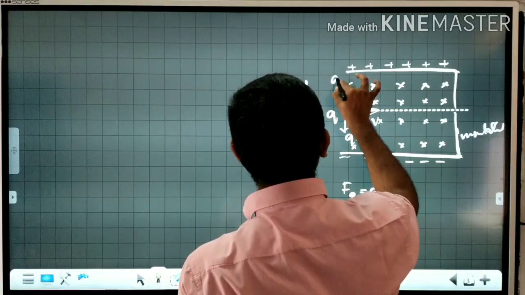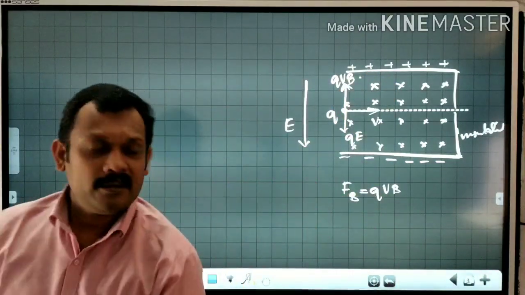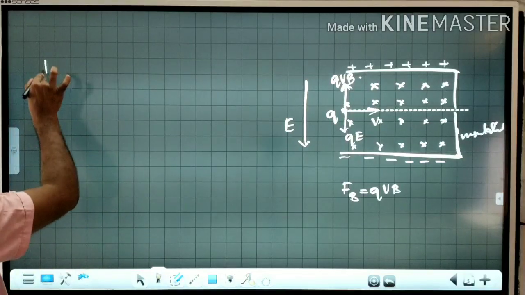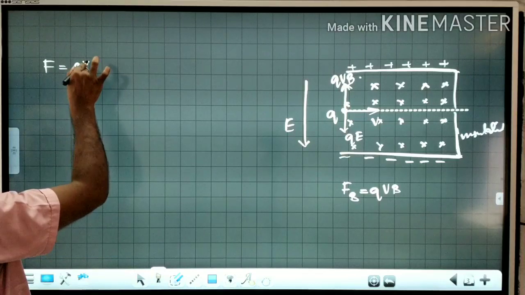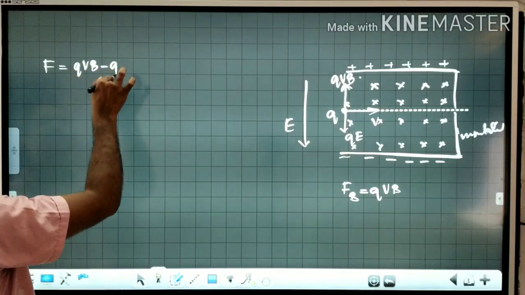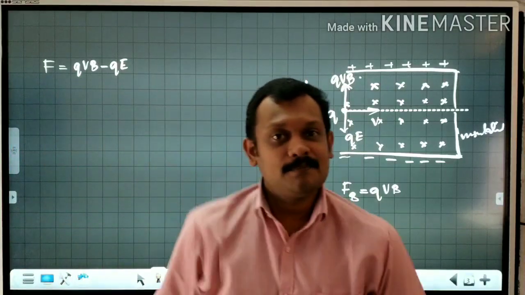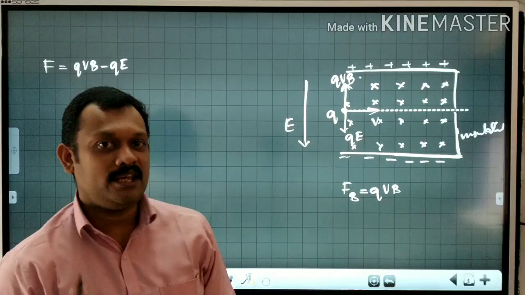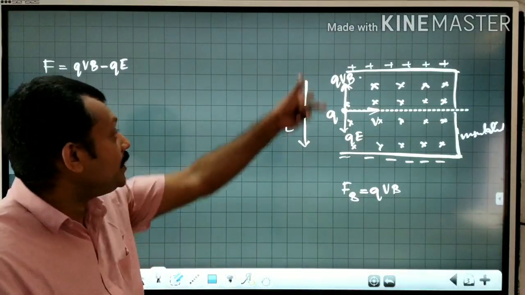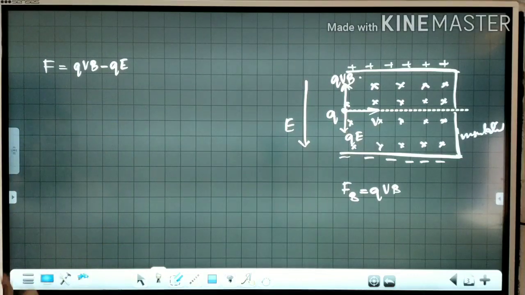This is QVB, which means the net force on this charged particle is QVB minus QE. Net force on this charged particle is QVB minus QE. I hope it is clear to you. QVB is upwards and QE is downwards, so I wrote QVB minus QE.